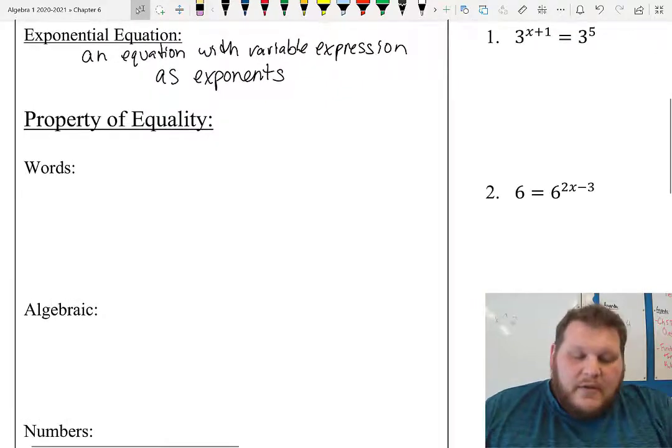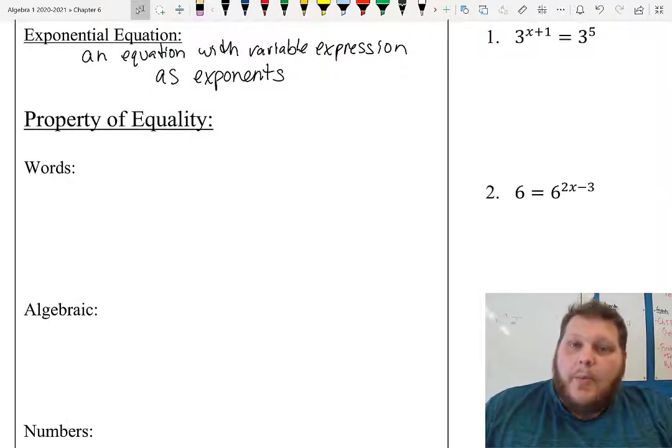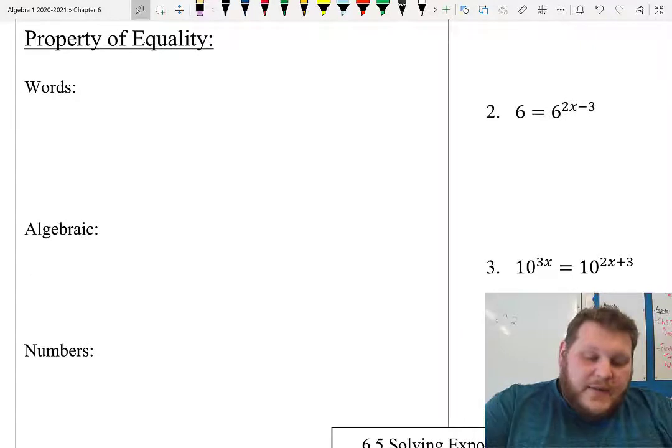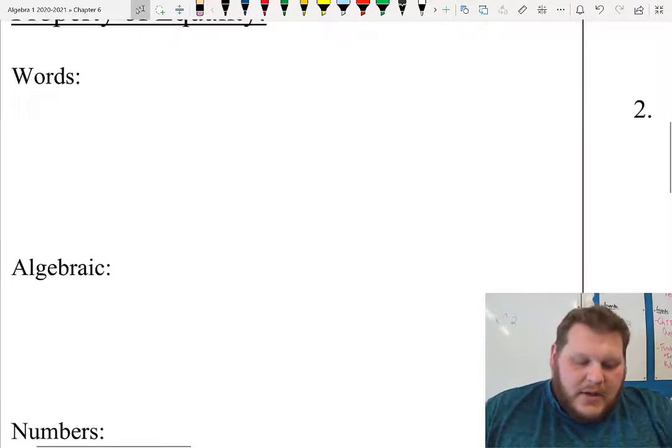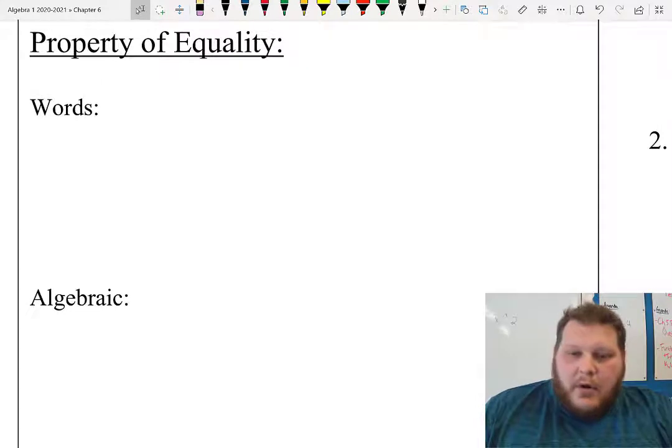One major way of solving it is something that's called the property of equality. Now we're going to define this 3 different ways. I'm going to give you the definition using words, we'll look at it algebraically, what that means, and then with an example with some actual numbers put in there for the property of equality.